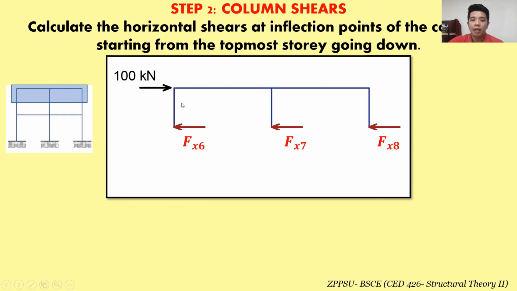Pero alam natin na this is an exterior column and this is also an exterior column. So Fx6 is simply equal to Fx8. So kailangan natin muna silang i-convert into one variable only. So Fx8 is simply equal to Fx6 kasi pareho silang exterior columns. And yung interior column natin, kung i-convert natin in terms of F sub 6, Fx6, so this is simply twice F sub 6 or Fx6. So yun lang.